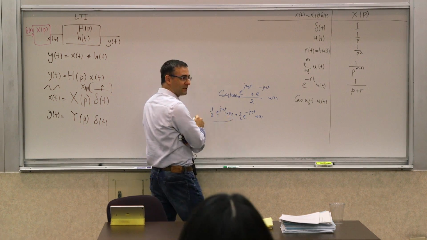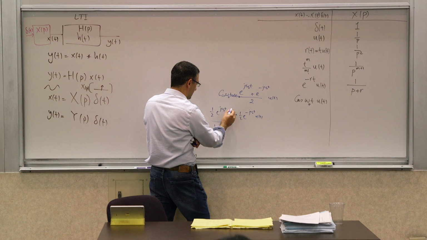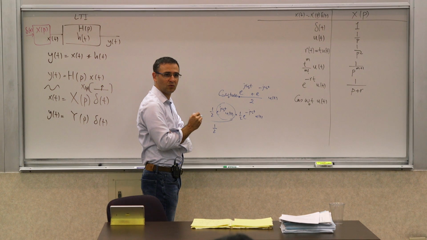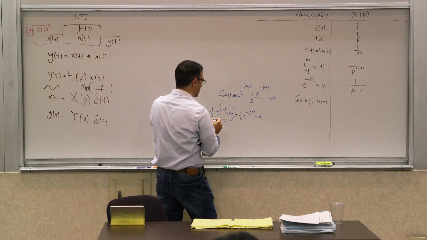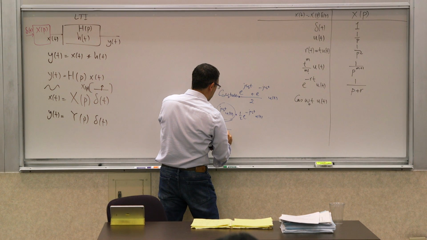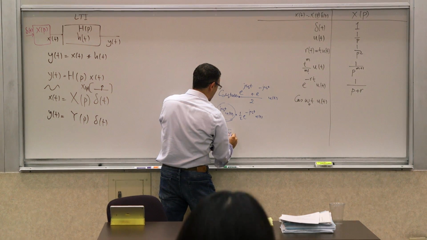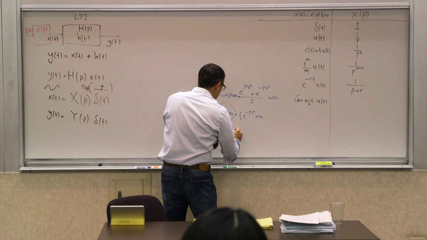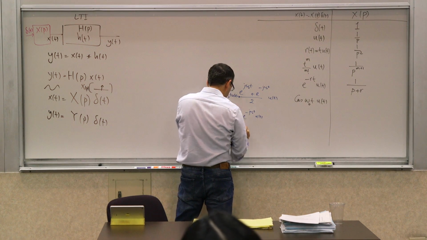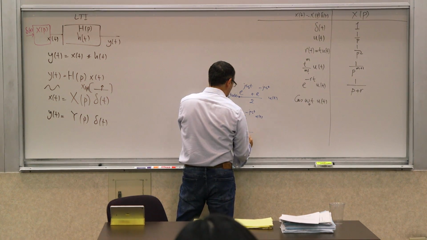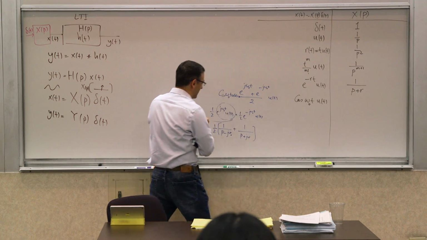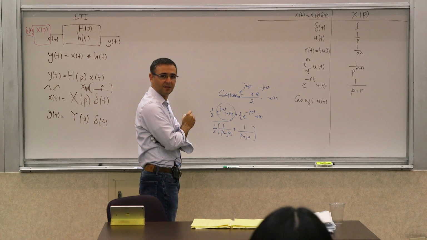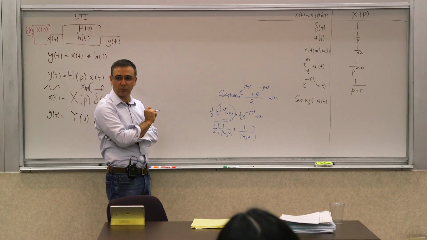What is the operator associated with this part of it? 1/2 of something. This, that, what is it? 1 over p minus j omega, right? Right? Agreed? And how about the other term? What is this one? 1 over p plus j omega. Exactly. So what is the sum of these two fractions? You can keep it this way. So that's one way to write this answer.